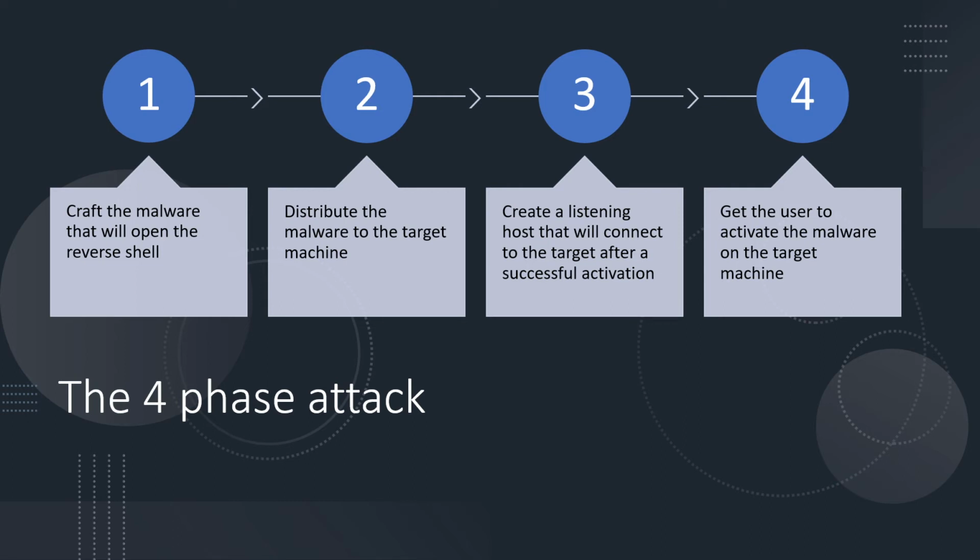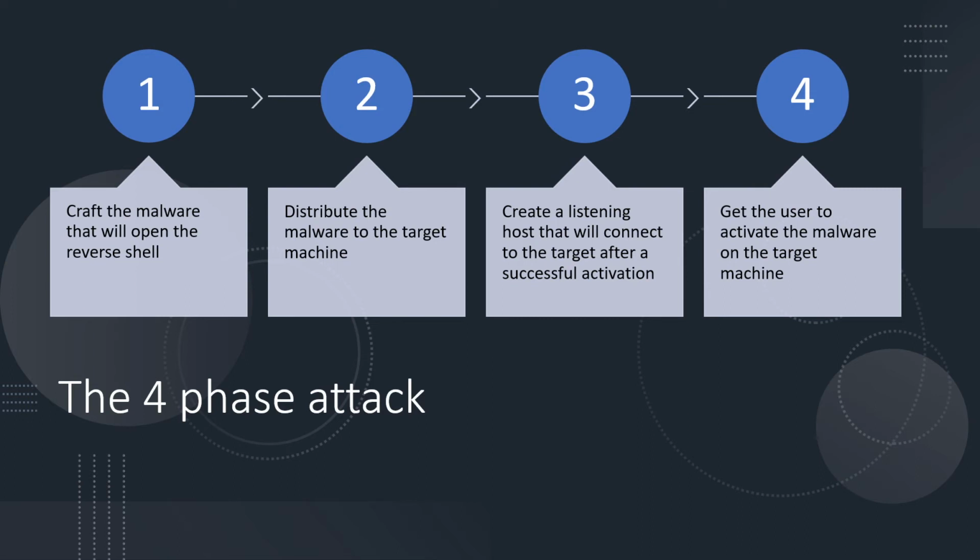So the first part is crafting some malware that we can then infect our target machine with. Once we've created the malware, the next thing is we need to get it to the target. This could be done via a dodgy website giving a free app, or we could get them to open an attachment to an email. There are various means. We could even have it auto run off a USB. There are so many different ways we could get this malware distributed to the target machine.